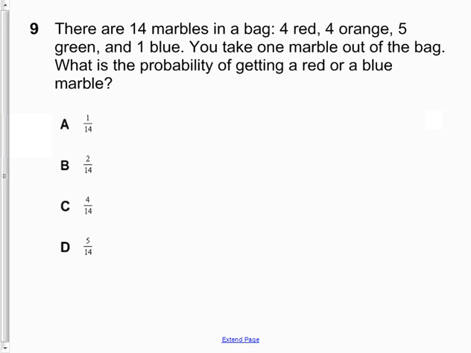There are 14 marbles in a bag, 4 red, 4 orange, 5 green, and 1 blue. You take 1 marble out of the bag. What is the probability of getting a red or blue marble? So for this one, we have to figure out how many marbles are in that bag in total. There are 14 marbles in total. Now, how many of them are red or blue? Well, there are 4 red, and there's 1 blue. That means there's 5 out of 14 marbles. So our answer for the probability of it being chosen as a red or a blue is 5 chances out of 14.